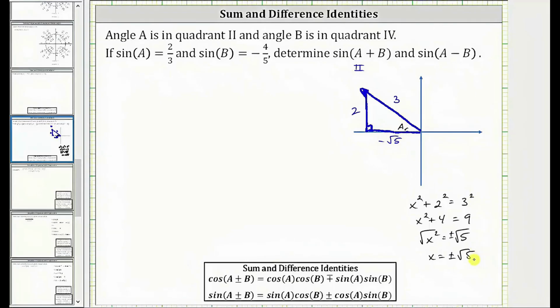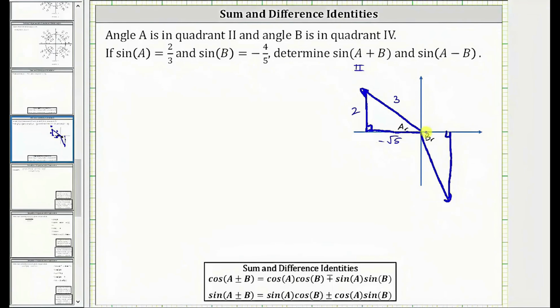We also know angle B is in quadrant 4. Let's assume this is the terminal side of angle B in quadrant 4. The reference angle is going to be this angle here. We'll call it B sub r. And the reference triangle is this right triangle here. Because the sine function value is negative 4/5, and we know the hypotenuse is always positive, we label the opposite side negative 4 and the hypotenuse 5. We also know this leg would be negative because we're in quadrant 4 where y is negative.